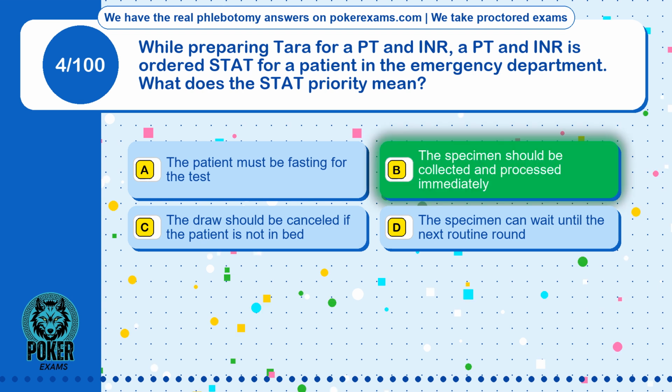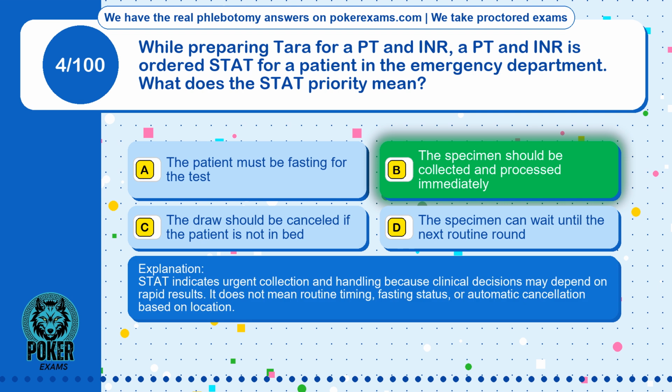The correct answer is option B. The specimen should be collected and processed immediately. Stat indicates urgent collection and handling because clinical decisions may depend on rapid results. It does not mean routine timing, fasting status, or automatic cancellation based on location.